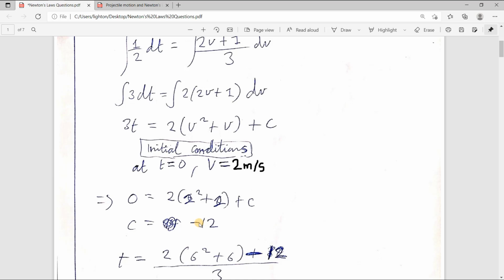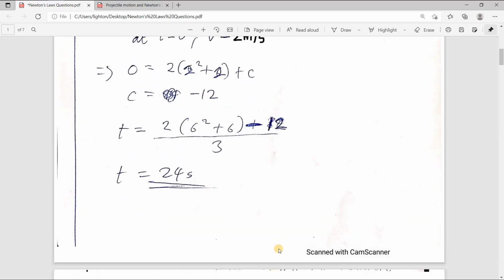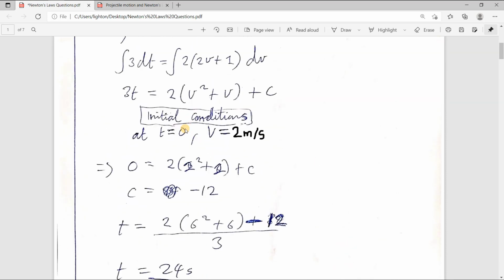Finding that, you can replace this c, which is negative 12, back in the original expression. Plug in this c in this expression, we can make t the subject of the formula, and what we'll have is this expression for time, which is what we have after making t the subject of the formula in this expression and substituting for v equals 6.